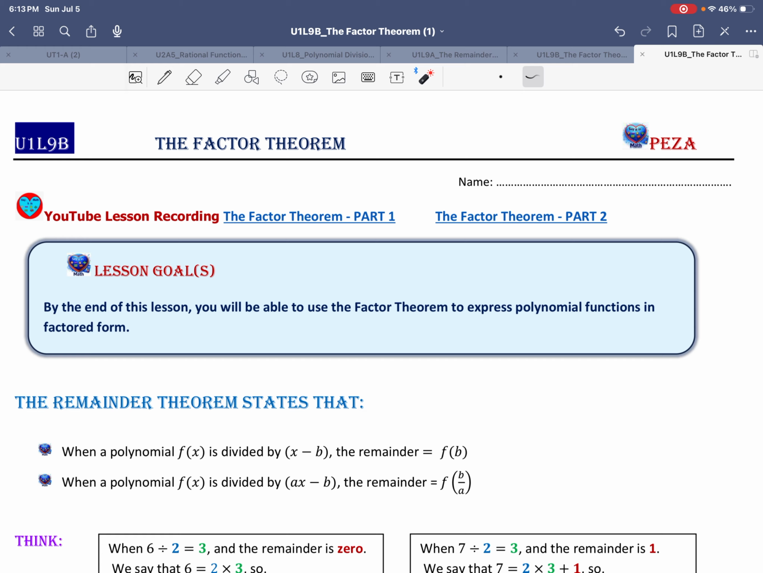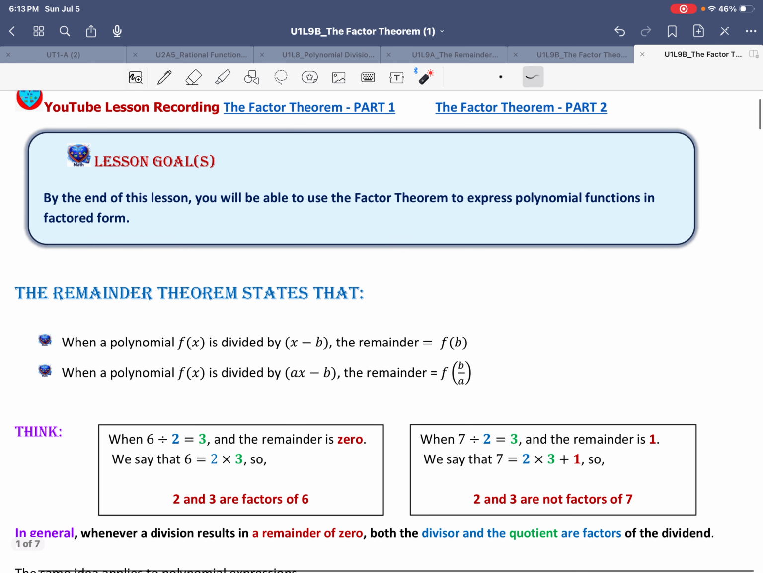Recall that when a polynomial f of x is divided by a divisor of the form x minus b, the remainder will equal the value of the polynomial at b. And when a polynomial f of x is divided by ax minus b, then the remainder would be equal to the value of the polynomial at b over a. An easier way to figure out these numbers is by finding the zeros of each divisor.